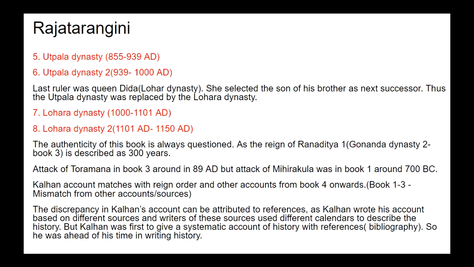The discrepancy in Kalhan's account can be attributed to references, as Kalhan wrote his account based on different sources, and writers of these sources used different calendars to describe the history. For example, some use the Saka era, some use the Vikram era, some use other calendars. So it was a tough job for Kalhan to compile the work of different historians, but still he compiled it, and because of that, there are some year mismatches with different kings, but the rest of the thing is okay.